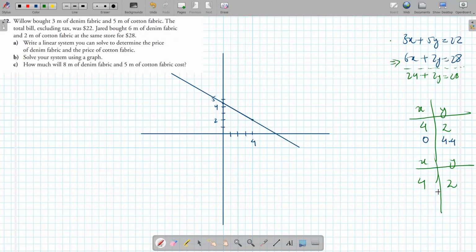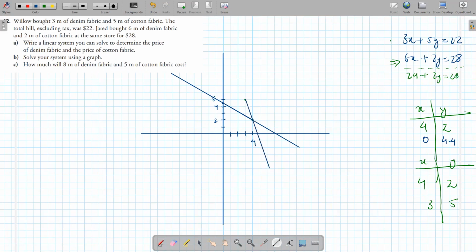The next point, let y be 4. Or not 4, sorry. Let x be 3, I guess. So 18, 28 minus 18 is 10. 10 divided by 2 is 5. That's another point. 4, 2, and 3, 5 right there. That's our second point, and then you just want to connect them.